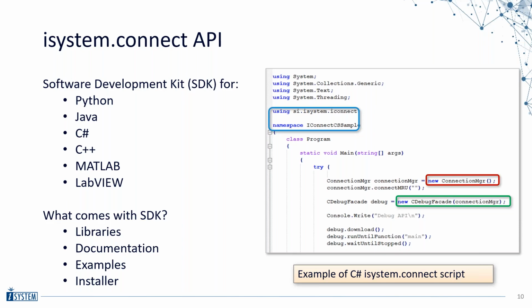Here I have a sample of code, for instance, for C#. Of course, when we are looking into our examples, there is a slight difference from Python, due to the language. For instance, here we need to define the type of the class, and then with new we create an instance of the class. This is just a short example of the C# isystem.connect script.